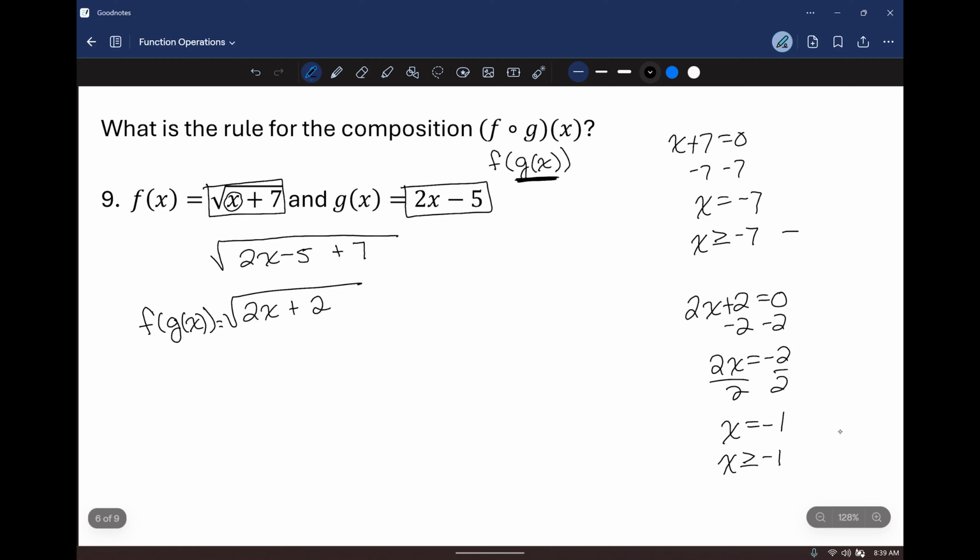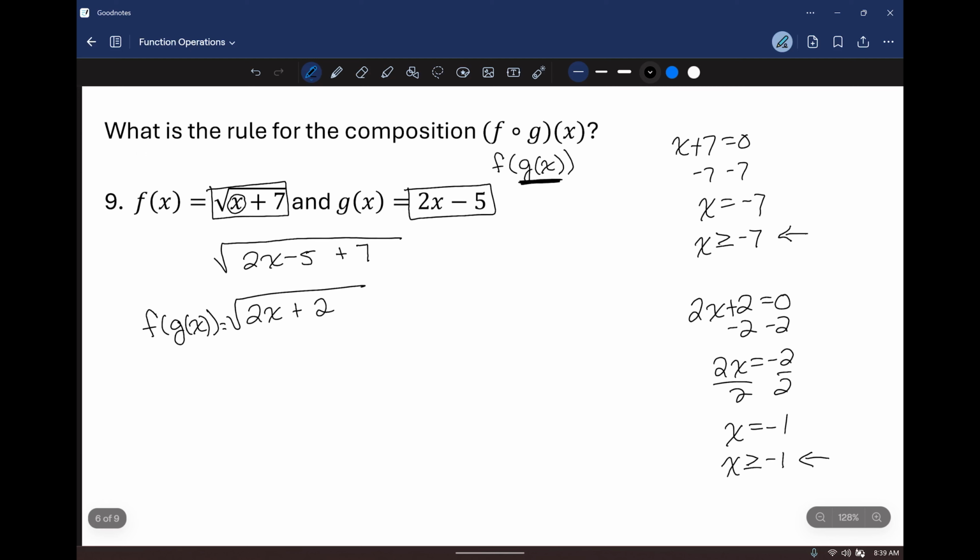I have a domain for my f of x. I have a domain for my composition, and they are not the same, okay? You want the overlap of those two domains. So think of it like a number line. We'll throw it back to Algebra 1 here. Let's say I graph x is greater than or equal to negative 1. That would be shaded to the right. All right. And then let's say I do the negative 7. Again, shaded to the right. They start overlapping right here.